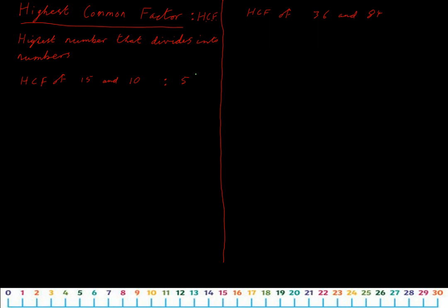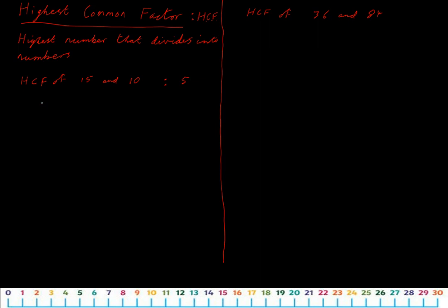But if we get to bigger numbers, that might not be as clear. So we need a method that we can use to figure out what the highest common factor, what the biggest number is that divides into two numbers. And we're going to look at how to do that for any two numbers that we're concerned about, or even more than two numbers.